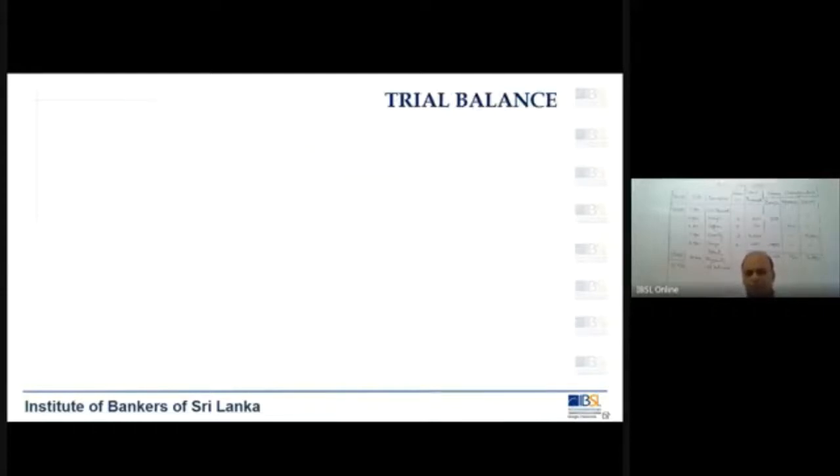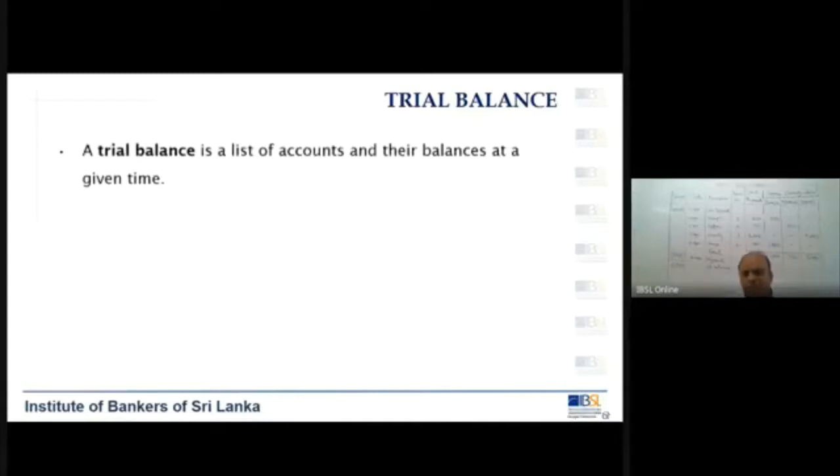Now, what is the trial balance? Now, when you look at a trial balance, it is nothing but a list of all the accounts with their balances. So in a ledger, if you are having 500 accounts, what you have to do is you have to prepare a list with all the accounts with their names or account numbers, and you will take all the balances in those accounts after balancing the account.